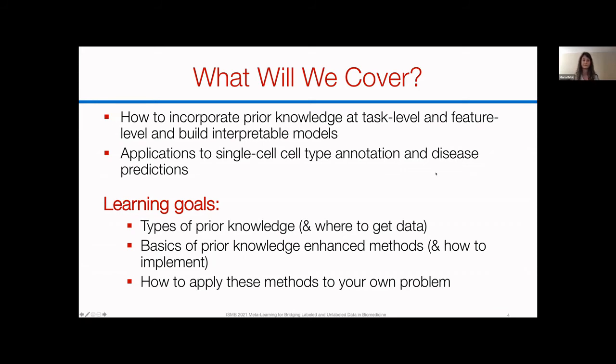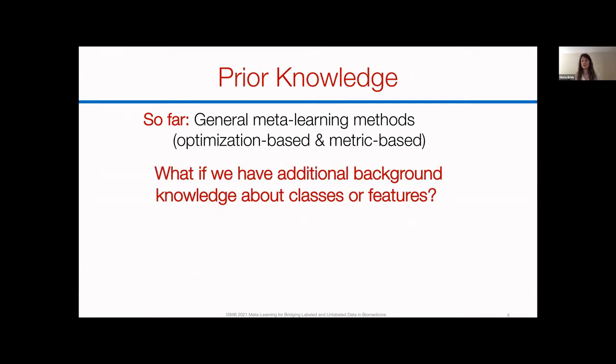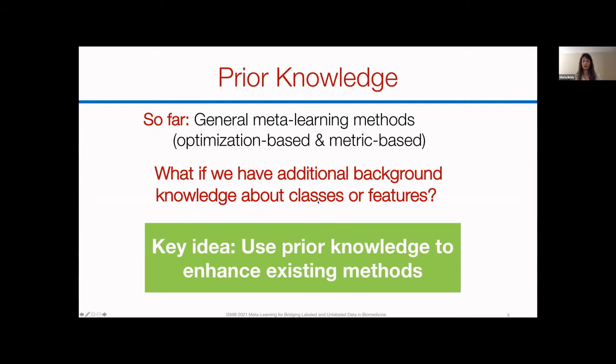So far we talked about the concept of meta-learning and general few-shot learning methods. And we covered optimization-based methods such as MAML and non-parametric methods such as Siamese networks, matching networks, and prototypical networks. But what if we have additional background knowledge about the classes or features, such as metadata or relationships between the features or classes? Can we somehow use this information and build better models? And by better, I mean models that can further improve performance on few-shot tasks, and ideally methods that are not just black box models. So the key idea we will present next is to use prior knowledge to enhance existing few-shot learning methods we covered in the first part of the tutorial.